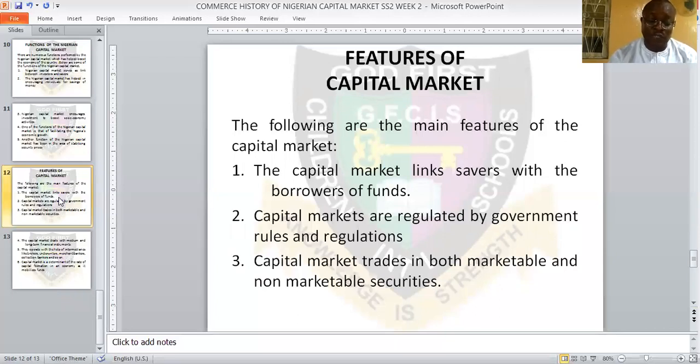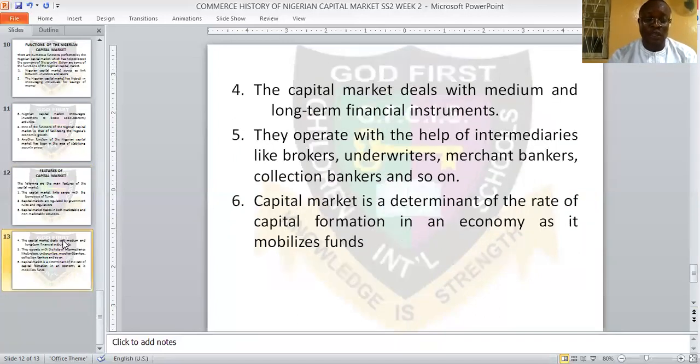Thirdly, the capital market trades in both marketable and non-marketable securities. Some securities are meant for buying and selling, such as shares, and some are not meant for buying and selling. The fourth one, the capital market deals with medium and long-term financial instruments. Setting up a capital market needs a lot of long-term financial instruments before it can be in operation.